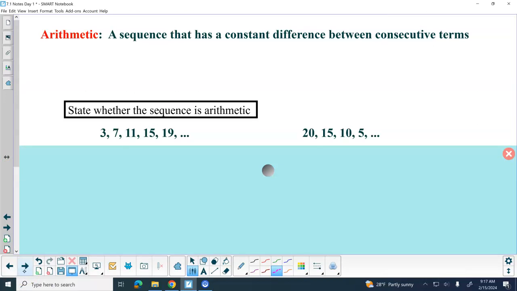So an arithmetic sequence is a sequence that has a constant difference between consecutive terms, meaning you are going to add something to get the next term. Okay. You're going to add to get the next term. Okay. So looking at those two sequences, are they arithmetic?